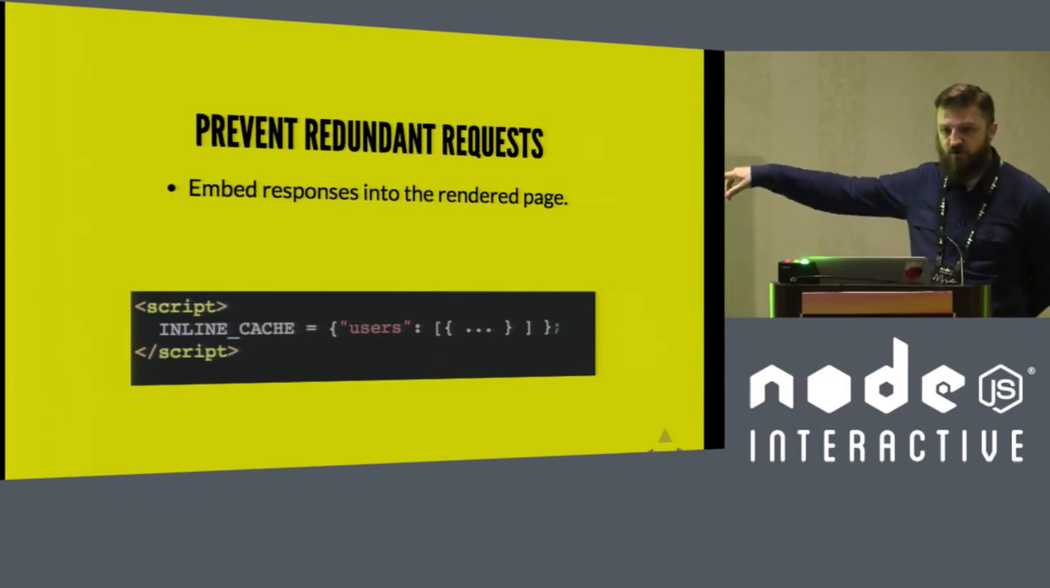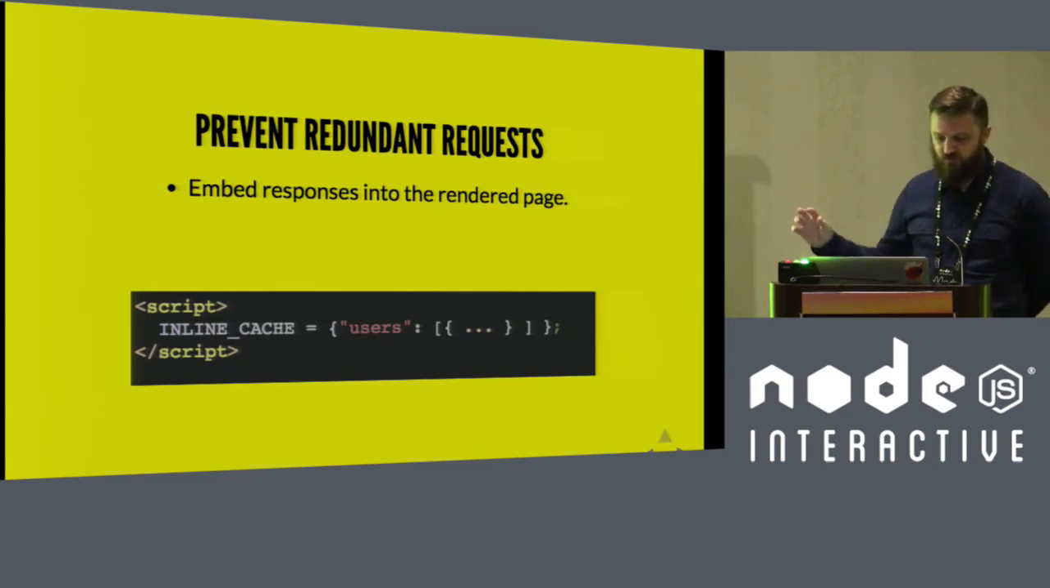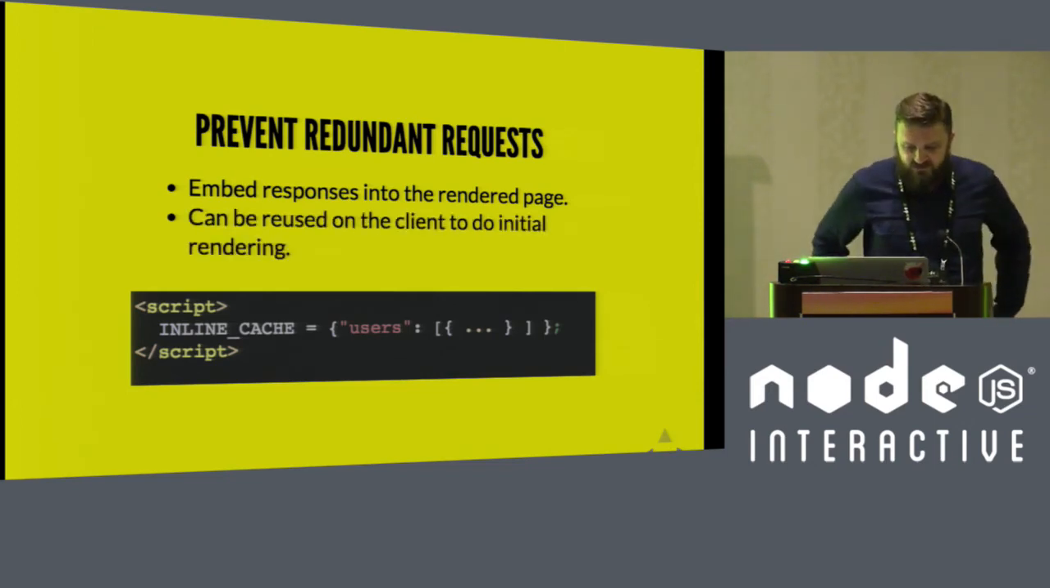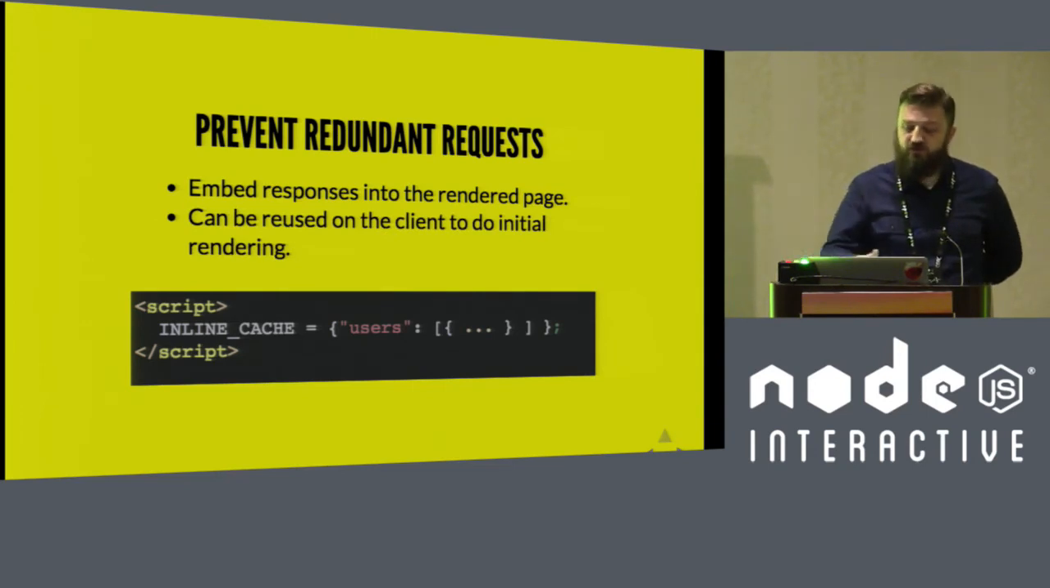We insert a script tag with a global variable. We're calling it inline cache. You can call it whatever you want, but the point is that this will be all the data from all of our API requests. And so when you go to render in the client, you can use this data as your initial data to do the initial rendering. So that way you don't have to do the API request.